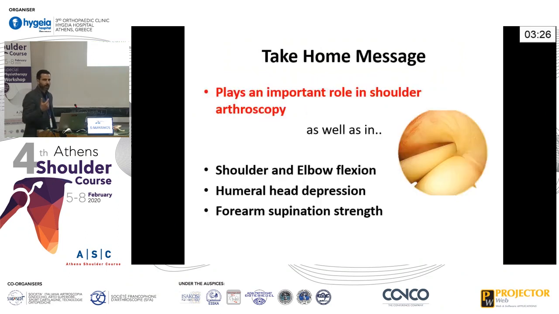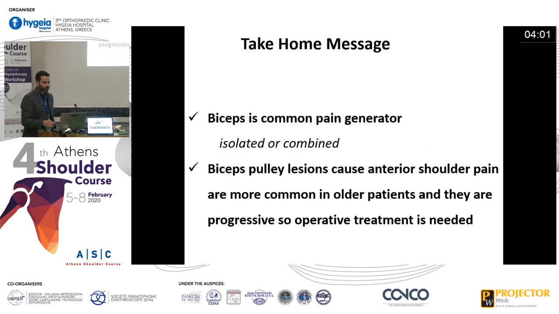Take-home messages. We always want to talk to the physiotherapist. As I told before, and even for biceps matters, the physiotherapist must know if there has been a tenotomy or a tenodesis, in what region, and has to know about all the concomitant pathologies of the shoulder, because it's a very important issue and plays an important role in shoulder arthroscopy. The biceps is a shoulder and elbow flexor, depresses the humeral head, and is the main forearm supinator, and we have to be very careful with it. So, it is the main pain generator.